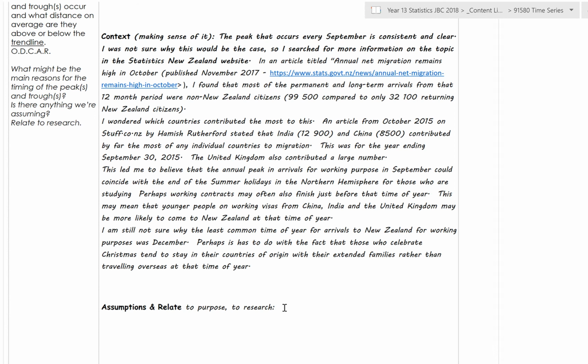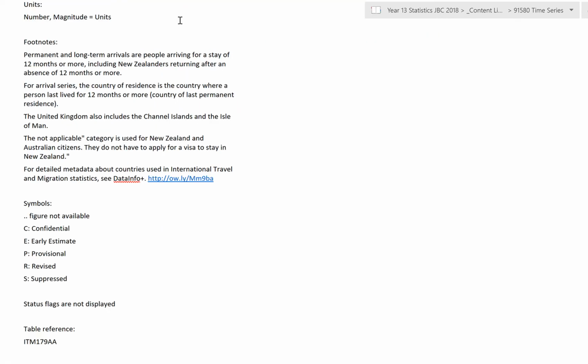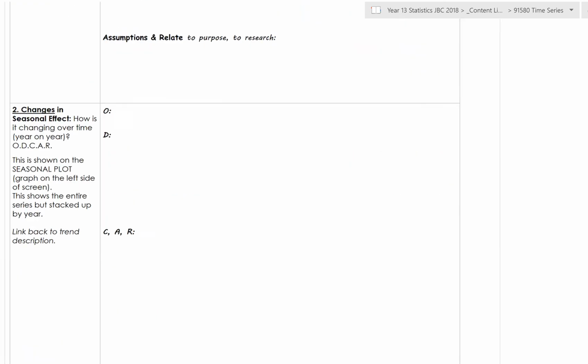Now, I've already related it to research. Assumptions around this. Can you think of any assumptions that we might have made? One thing to keep in mind is that this data has come from people reporting or filling in their forms when they fly into New Zealand. So their expressed intention is to be here for work purposes for a long period of time, a stay of 12 months or more. But then they may not actually end up necessarily all staying for as long as they thought. So that's just something to keep in mind.